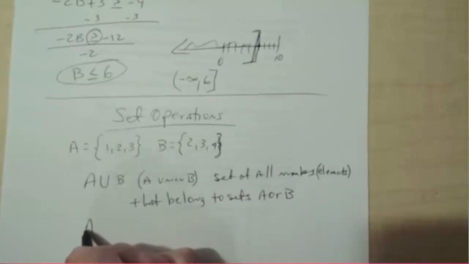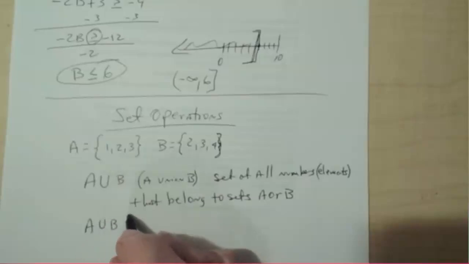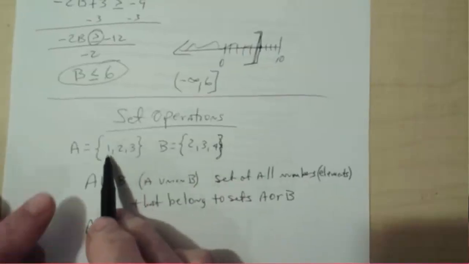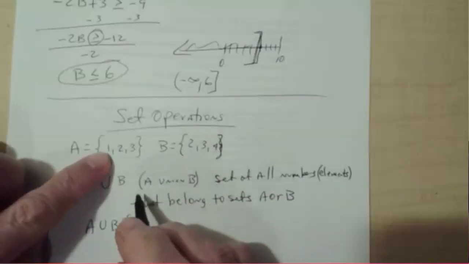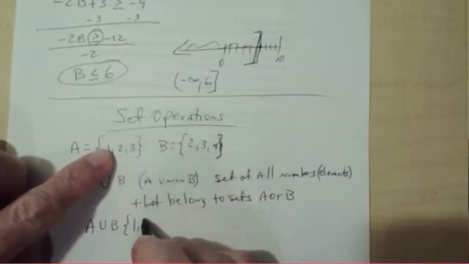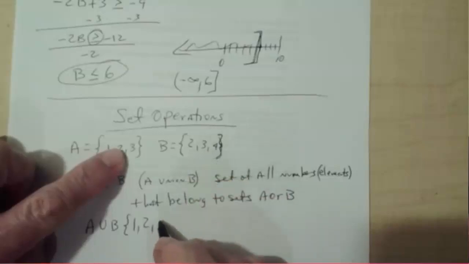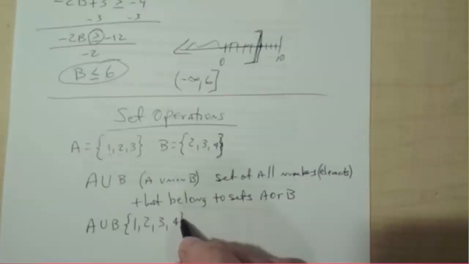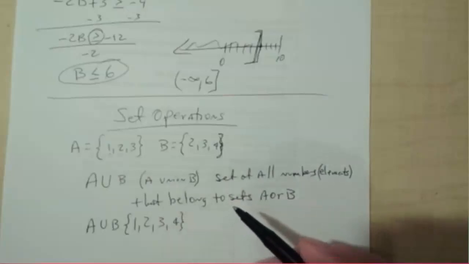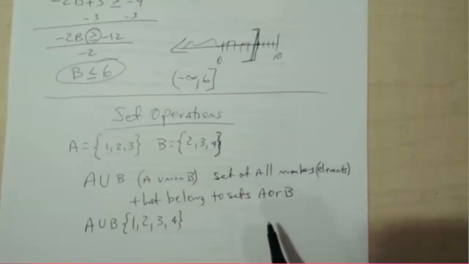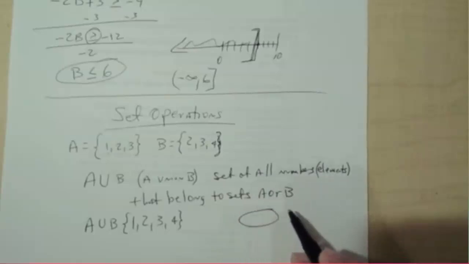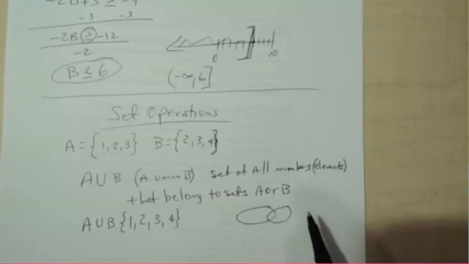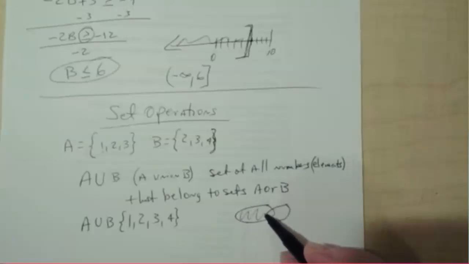So in other words, it's all of the numbers that are in here. A union B is going to be 1, 2 is in both of them, 3 is in both of them, and 4 is in one of them. So it's all of the numbers.